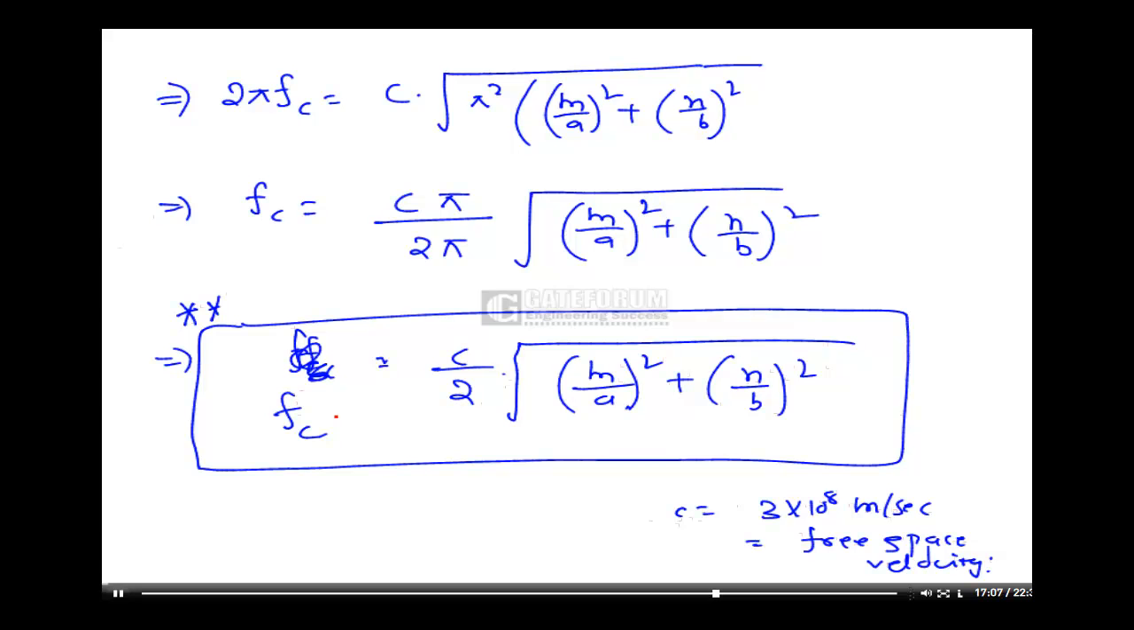So this is the formula for cutoff frequency. You have to keep in mind whatever we are mentioning in brackets, please keep in mind those formulas, because in the examination we need these formulas to solve the problems. So the cutoff frequency is C by 2 square root of (m by a) whole square plus (n by b) whole square.